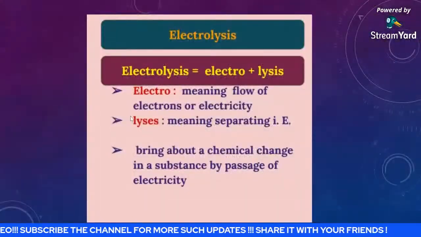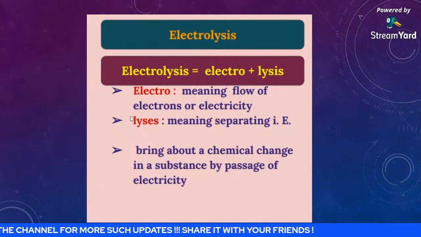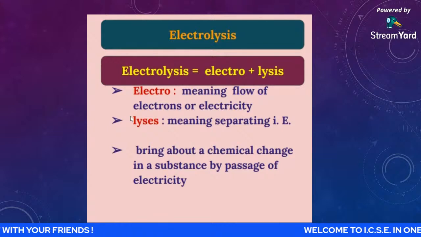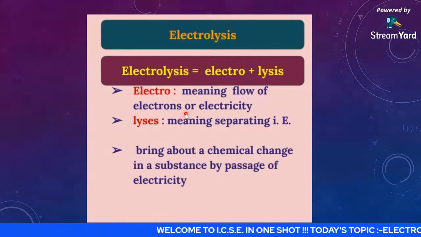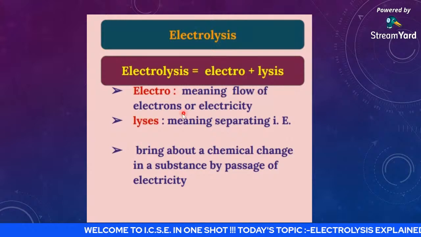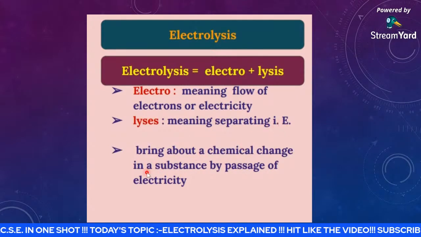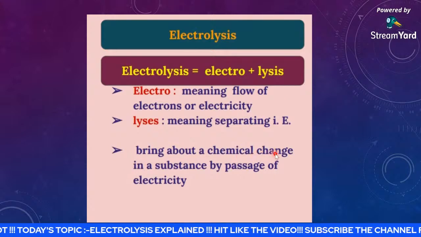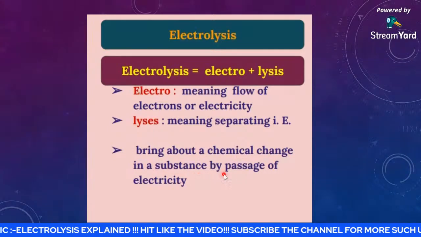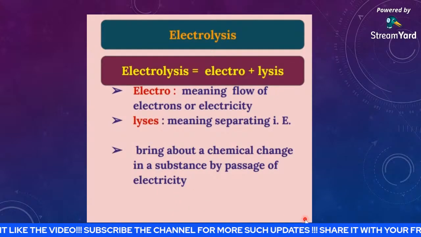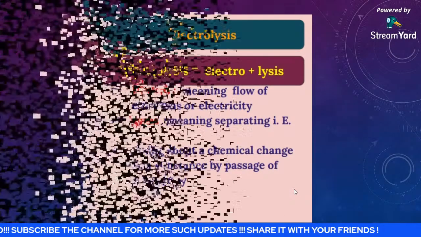Electrolysis is composed of two words, namely electro, which means electricity, and lysis, which means separation. Electro means flow of electrons or electricity, and lysis means separation. Therefore, it is bringing about a chemical change in a substance by passing electric current or electricity. As simple as that. Let's proceed.